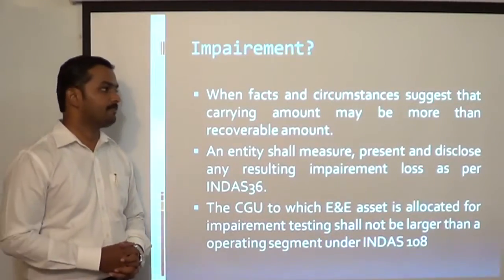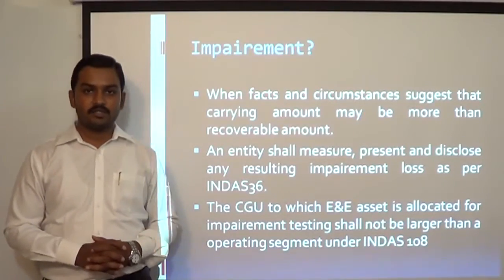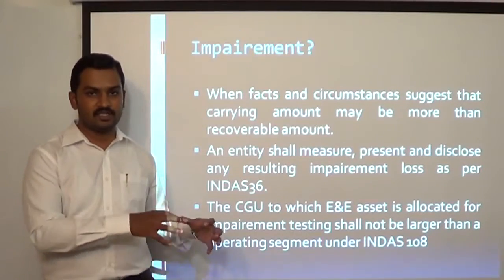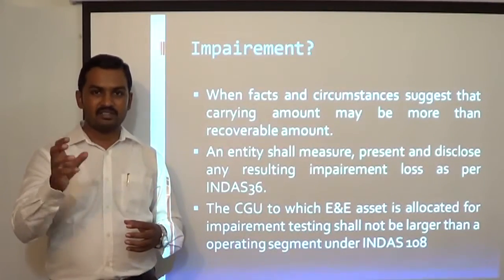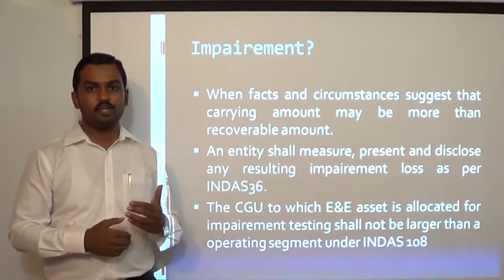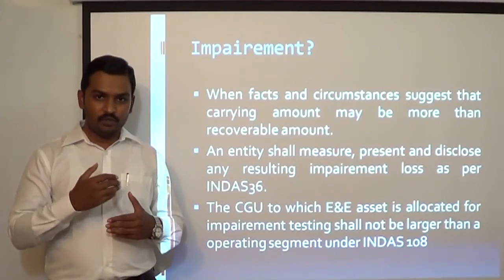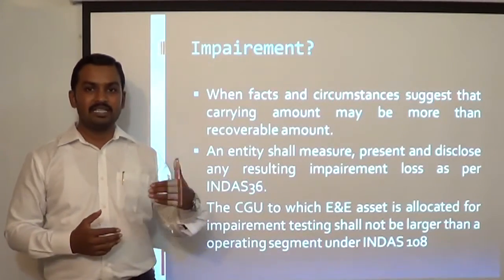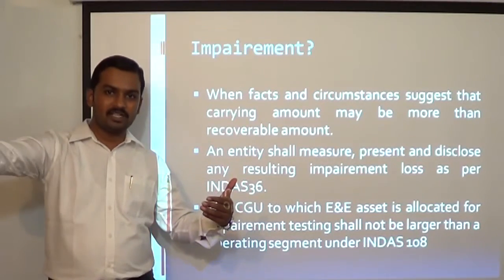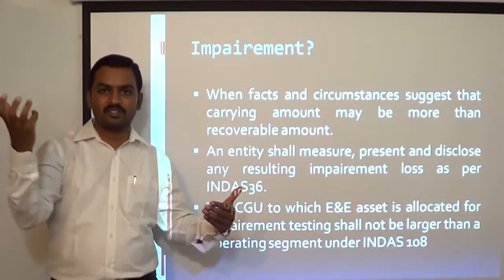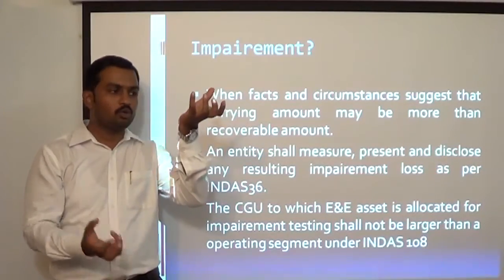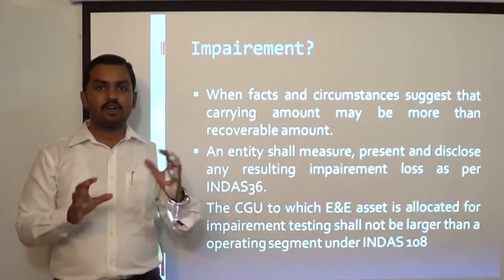Now impairment. This standard requires us to check for impairment if you are showing exploration and evaluation expenditure as an asset, when there are circumstances or events which suggest that there might be some impairment. What is impairment? When the management estimates that the carrying amount of the asset is more than the recoverable amount, that means by either using the asset or by selling the asset, whatever we may get, that is called the recoverable amount. If the carrying amount of the asset is more than the recoverable amount, that means we are not going to recover the entire carrying amount. In such a case, we call the asset impaired.